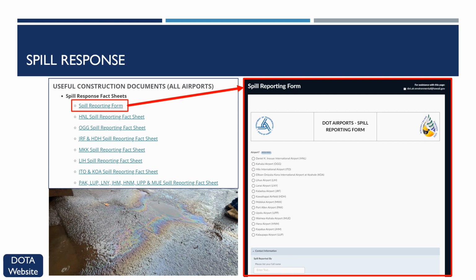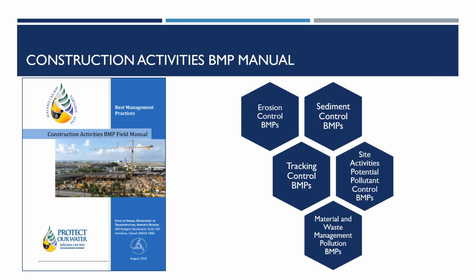All spills must be reported to DOT Airports using DOT Airports' online spill reporting form. If spills occur directly onto soil, soil must be removed or remediated depending on the size and material of the spill. It is encouraged to frequently refer to DOTA's Construction Activities BMP manual, especially during changes in on-site activities, adjusting BMPs, when deficiencies are noted during self-inspections, or when questions arise.